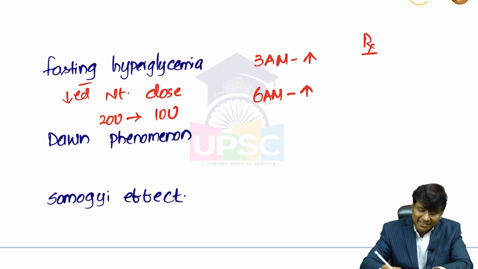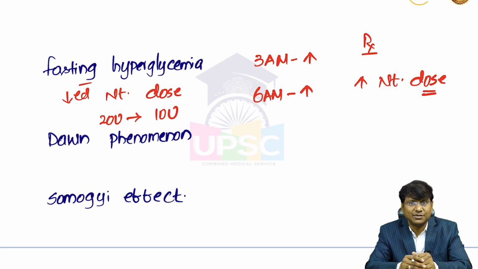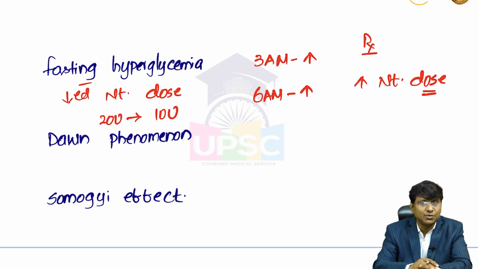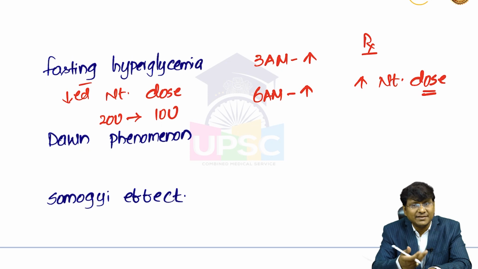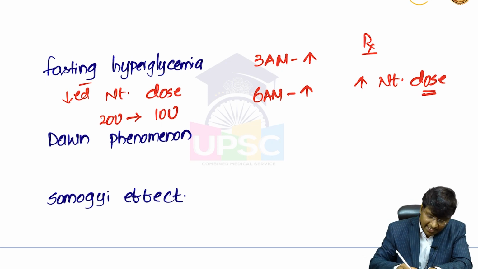So what is the treatment that you need to do here? You need to increase the night dose. Right, you need to increase the night dose. Then coming to the Dawn phenomenon. If you take the Dawn phenomenon, this is due to the early morning growth hormone surge.